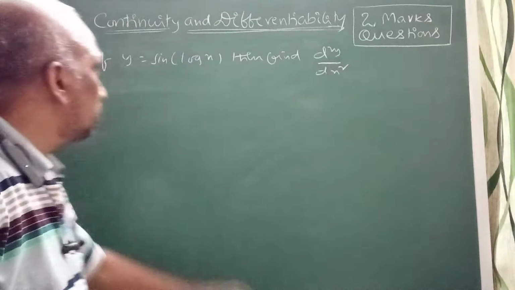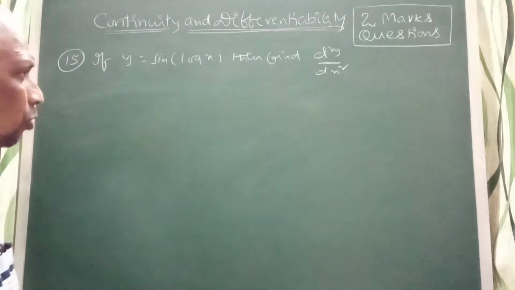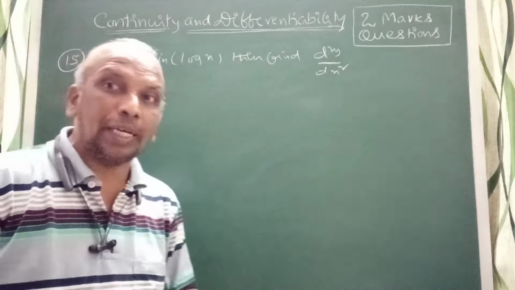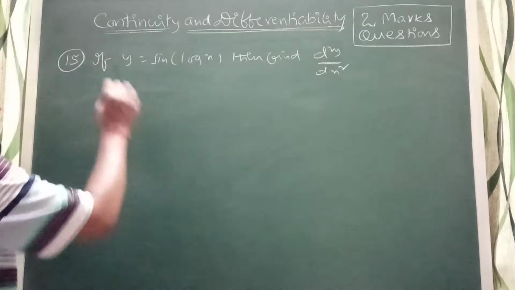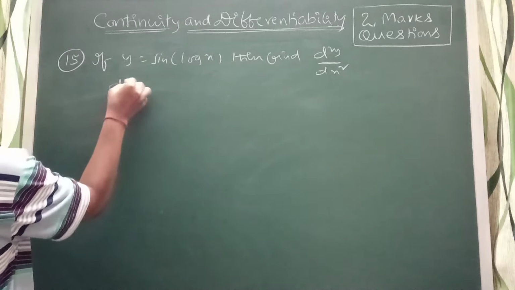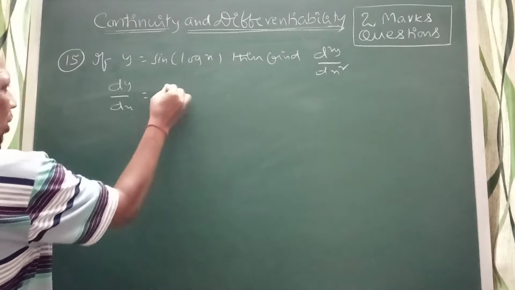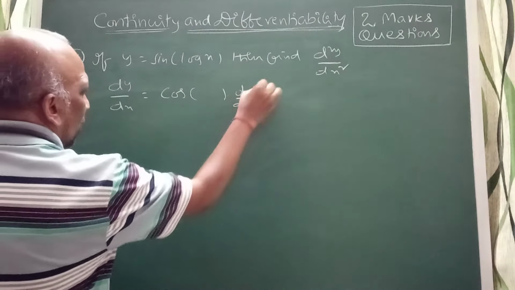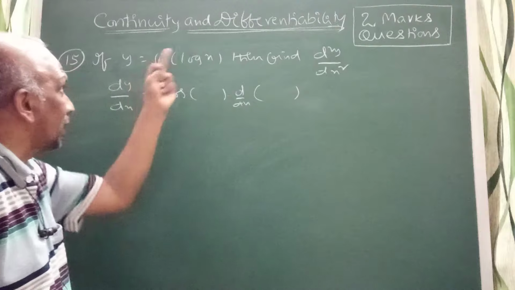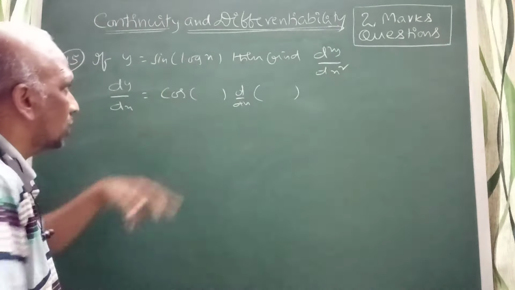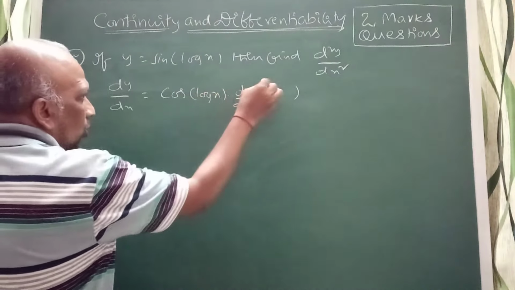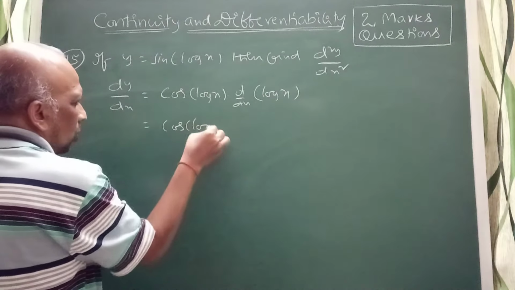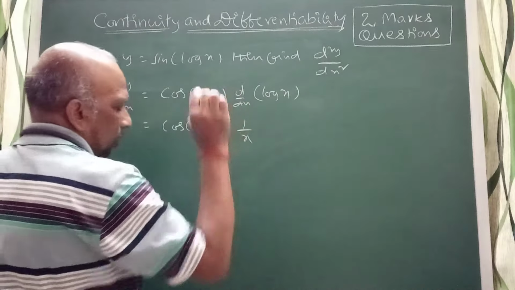Now see this problem. They are given y equals sin of log x, then find d square y by dx square, the second order derivative. So we know that the derivative of sin x is cos x. Now, the first derivative dy by dx equals cos of log x, since it is not x, we write log x. The derivative of log x is 1 by x.